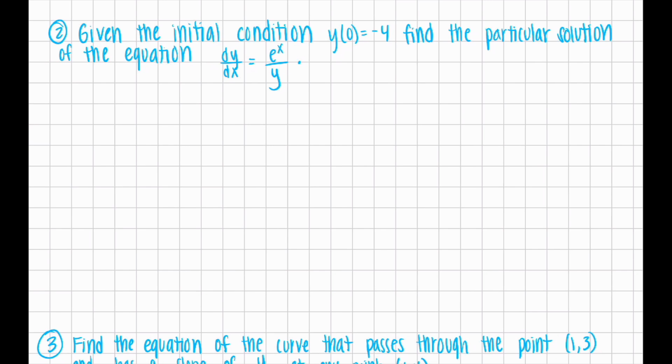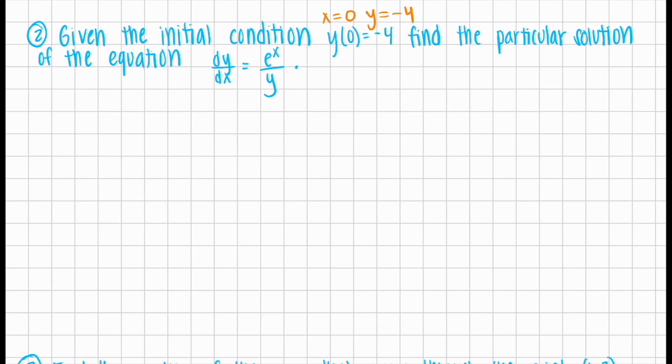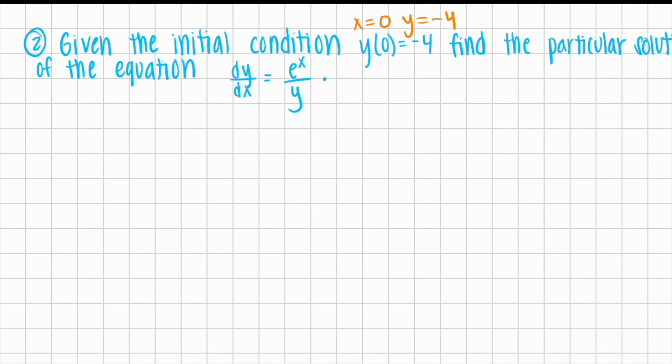Example 2, so we have another initial condition. It's written a little bit differently, but keep in mind this is x equals 0, y equals negative 4. And we have a new differential equation. So let's start this problem. I'm going to start by separating the variables. So I'm going to multiply by y on both sides, and I'm going to multiply by dx on both sides.